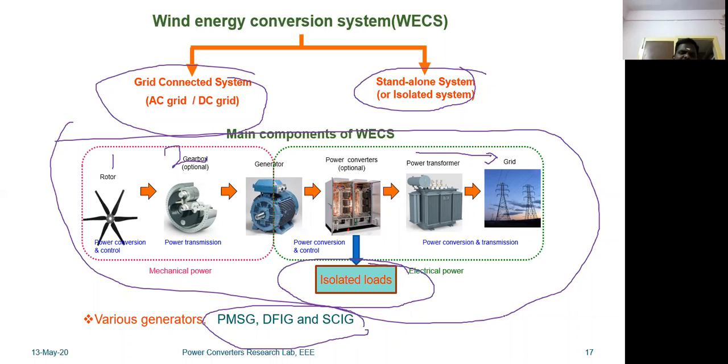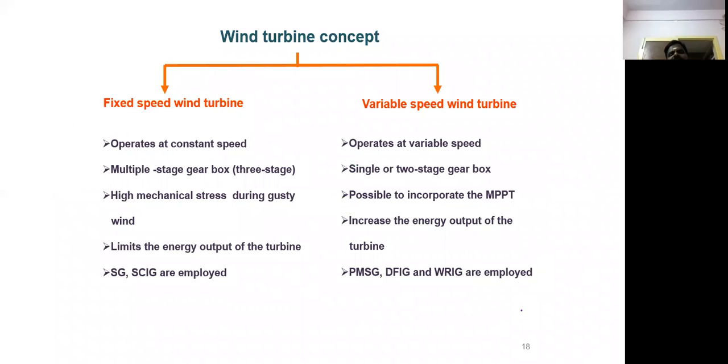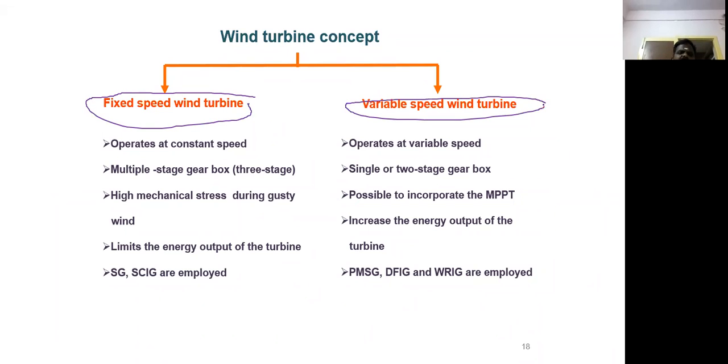Various types of generators are available, like the permanent magnet synchronous generator, doubly fed induction generators, and squirrel cage induction generators. In general, with respect to the wind turbine concept, there are two types of wind turbines available. One is a fixed speed wind turbine, another one is a variable speed wind turbine. The fixed speed wind turbine, normally we cannot find in the field.